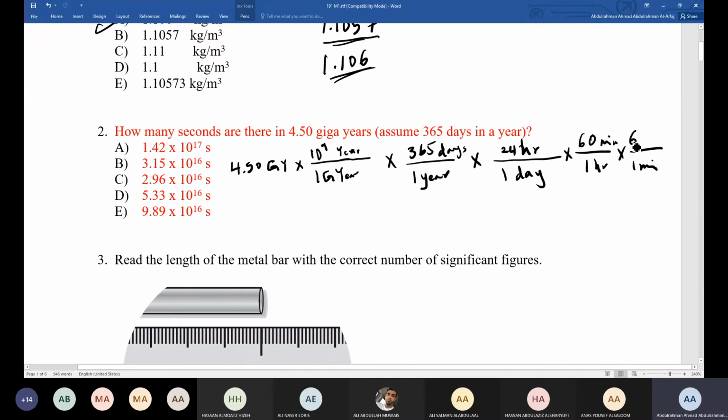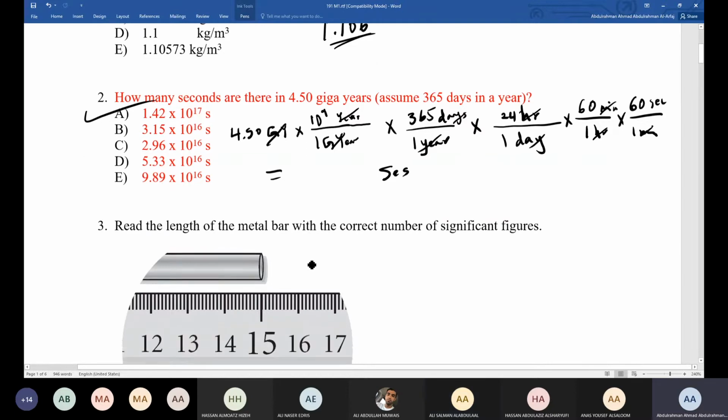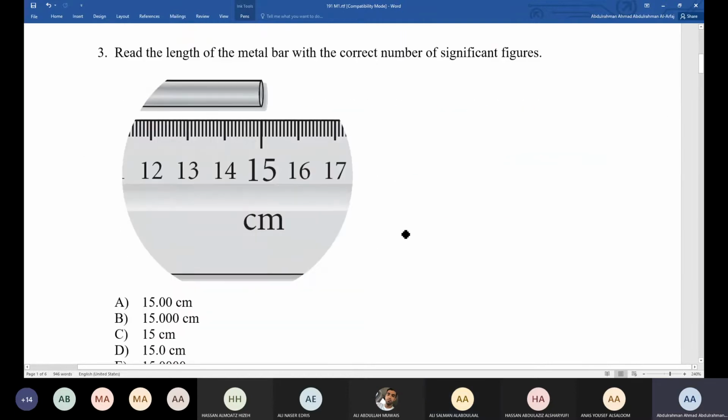And each minute, how many seconds? 60. If you notice, year will go with year, gigayear will go with gigayear, day will go with day, hour will go with hour, minute will go with minute, and the answer will be only seconds. Give me the answer. 1.41912 times 10 to the power 7. Should be 10 to the power 17. Be careful. Good.